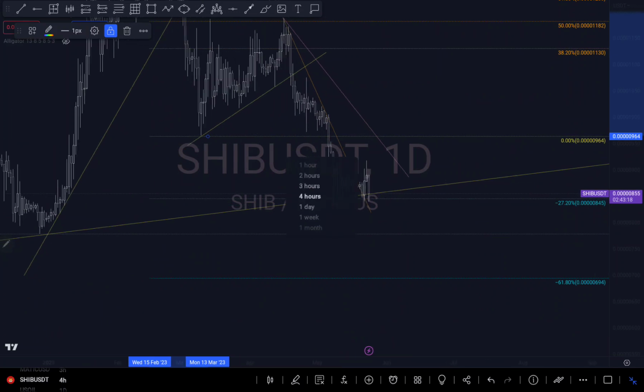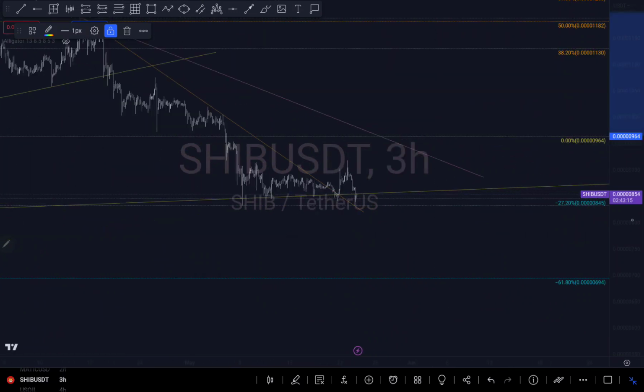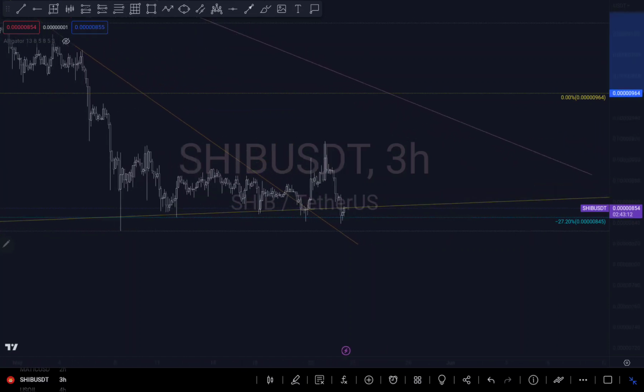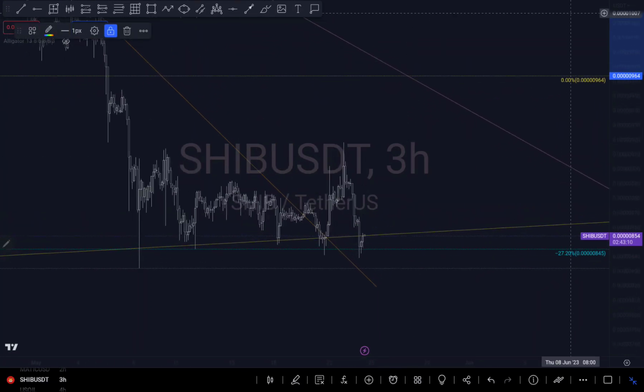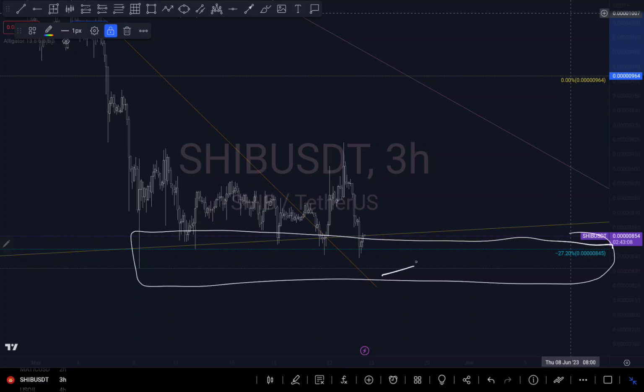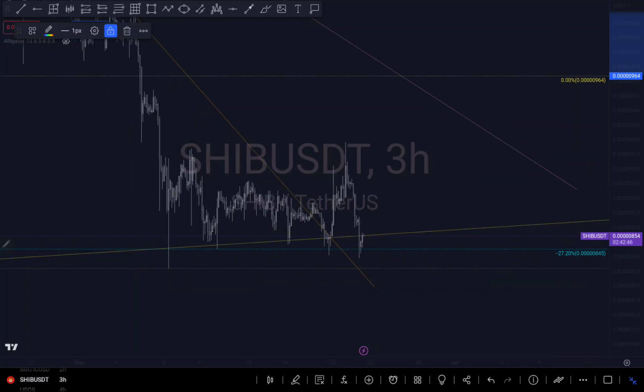Let me go to a smaller time frame so we can see a little bit more of what we are seeing. Currently SHIBA is around my negative 27% fib level, and like I used to say, if you've watched my analysis, when price gets to my negative 27% fib level, the majority of the time it's a retracement zone around that area. Because we were on a bearish move, there's a possibility we might retrace to go bullish for a while. That is what I am going to be analyzing.